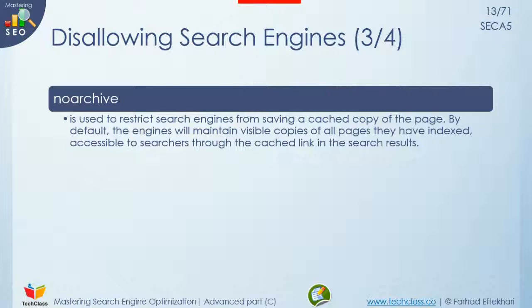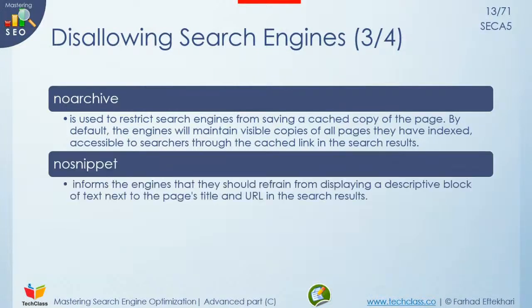And then we have this no archive keyword, which is used to restrict search engines from saving a cached copy of the page. By default, the engines will maintain visible copies of all pages they have indexed, accessible to searchers through the cache link in the search results. So definitely you have encountered a situation where you search something on Google and then you went to that website and found out the content is not the thing that you searched for, and then you use this cache version of that page and you see those contents. So if you select no archive, then the search engine is not going to store a cache version of your page. It's up to you to decide if you want that or not based on your purposes.